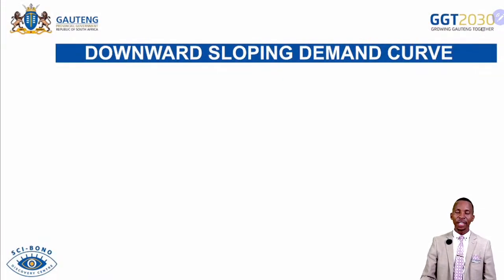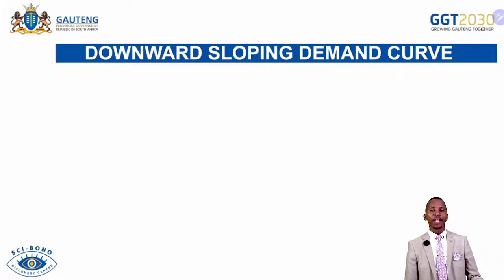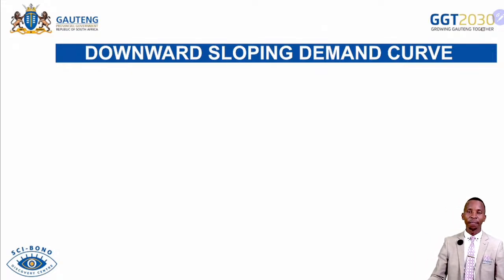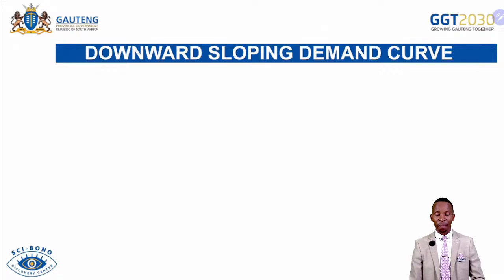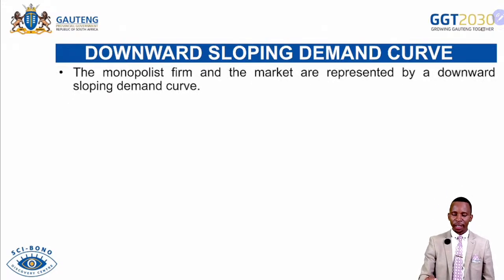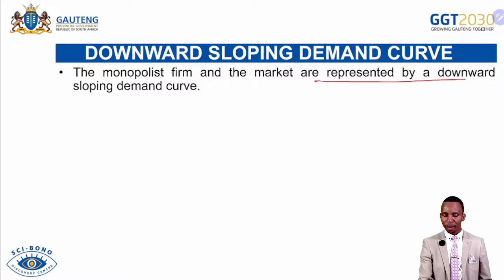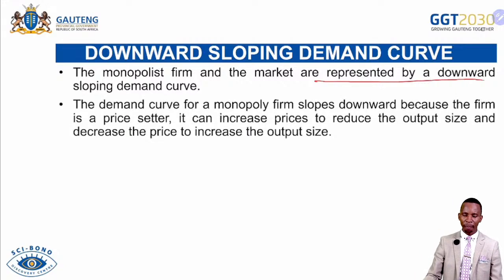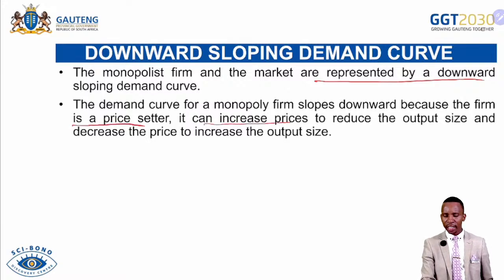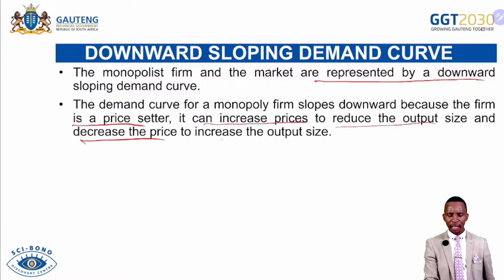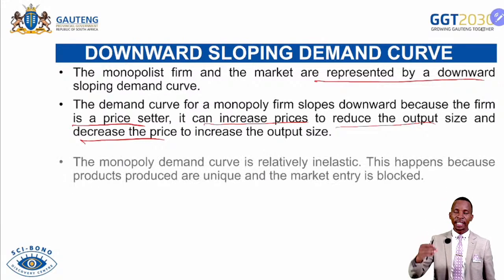The monopoly has a downward sloping demand curve. The demand curve for the monopoly slopes downward from the top left to the bottom right. It is negatively sloped because the firm will always influence the price and thereby influence the output. The monopoly firm and the market are represented by the downward sloping demand curve, which is the only demand curve. The same curve represents the industry or market as well as the firm. It slopes downward because the firm is a price setter. It can increase prices to reduce the output size and decrease prices to increase the output size, as indicated along the demand curve.